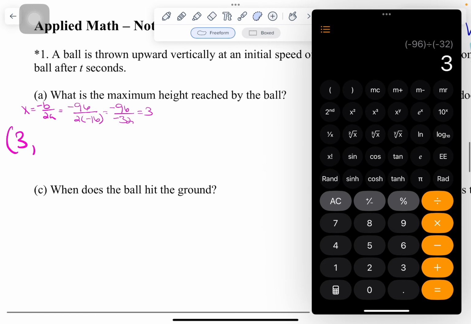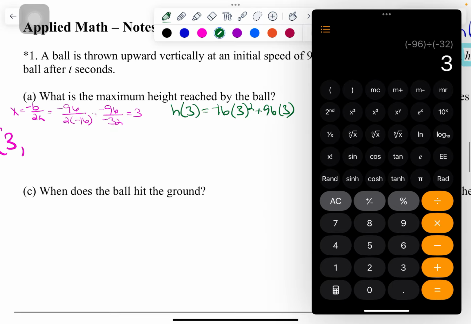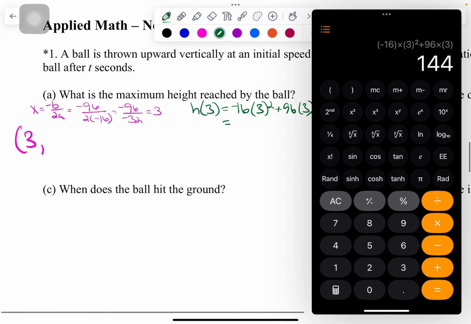Okay, so we have h of 3 equals negative 16 t squared plus 96 times t. Now, if you have a calculator that you can type this all in at once, awesome. If you need to do it in parts, that can work too. I'm going to see if I can do it all at once and see what happens here. So there's my squared, and then plus 96 times 3. All right, I'm getting 144.